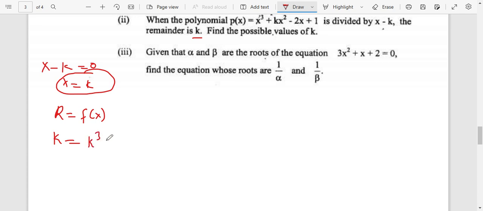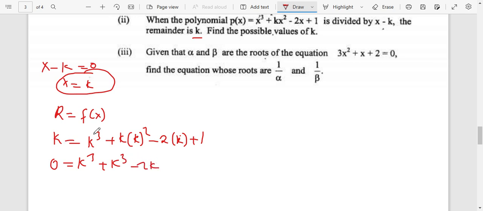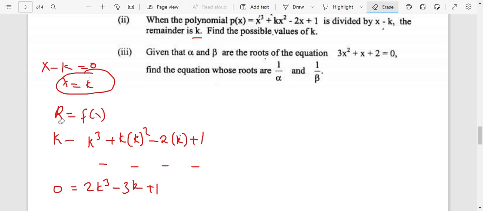So that will be k to the power 3 plus k, open brackets, where there is x, we are going to put k to the power 2, minus 2, where there is x, we put k, plus 1. So I'm going to take all the terms to the same side. 0 is equal to k to the power 3, plus k to the power 3, minus 2k. If k goes to the other side, that will be minus k and then plus 1. We want to have 0 is equal to 2k to the power 3 minus 3k plus 1. Okay, like that. So using the synthetic method, let's find the value of k.